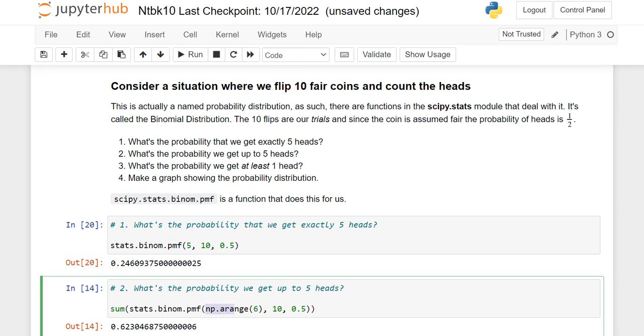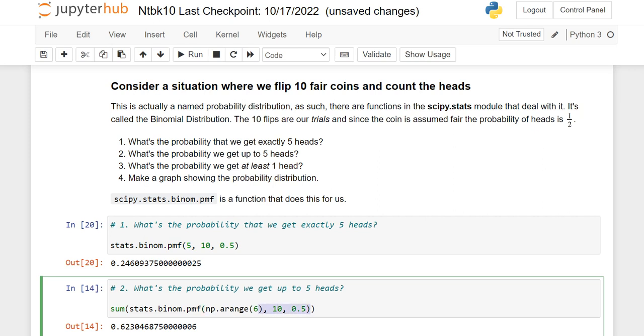So what are we doing? We're doing NPA range so that we get an array in here that's going to be what? 0, 1, 2, 3, 4, 5, right? So it's going to be everything up to and including the 5. And then the 10 is going to be our number of trials. And then our probability is 0.5.